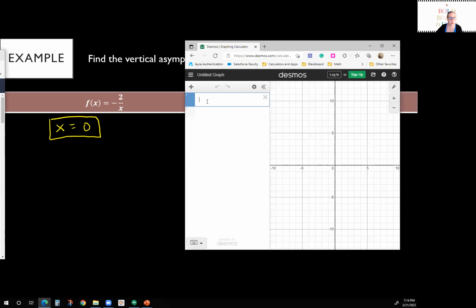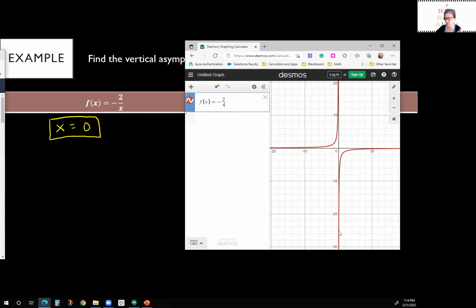So I'm going to start with the one here on the left. f of x equals -2 over x. So you can see how at x equals 0 here, our graph looks like it's becoming a straight line. That's what the vertical asymptote is. It's basically what vertical line it looks like it's becoming straight.